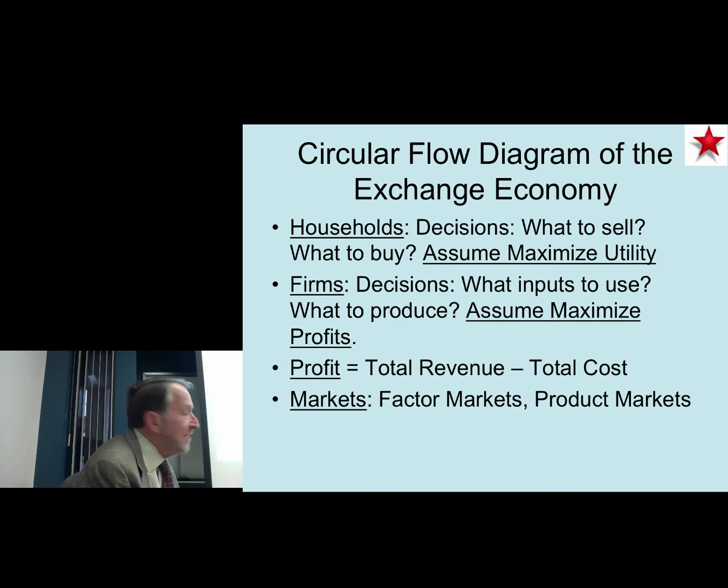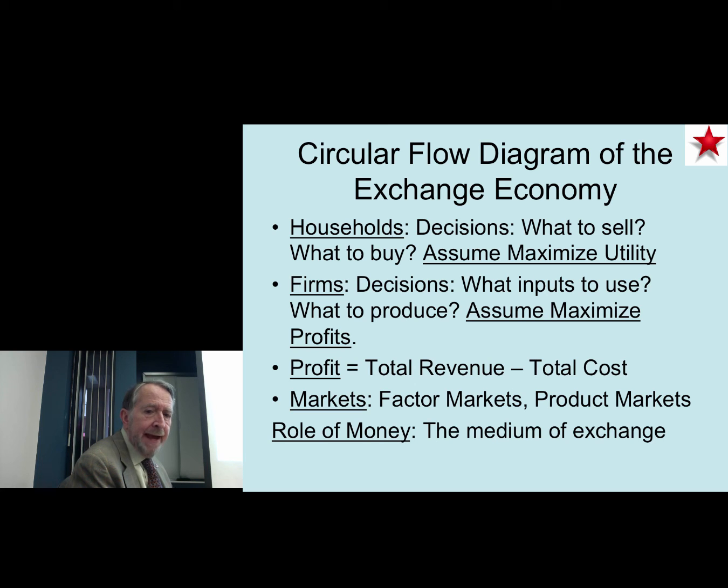And then markets are simply the interaction of these two groups of buyers and sellers. As we said, households are the providers in the resource markets. They are the buyers in the product markets, and they can go both ways in the credit markets. And then finally, the role of money is critical because money is what's used for all these exchanges.